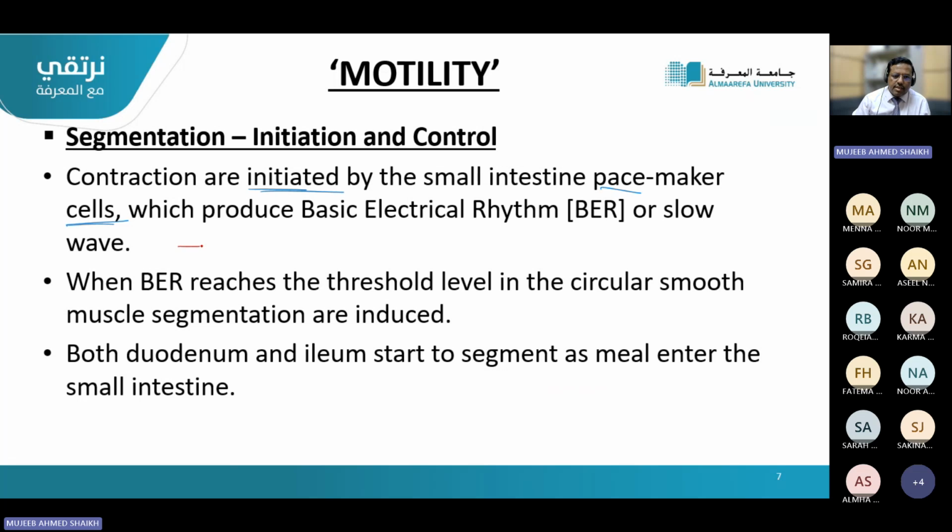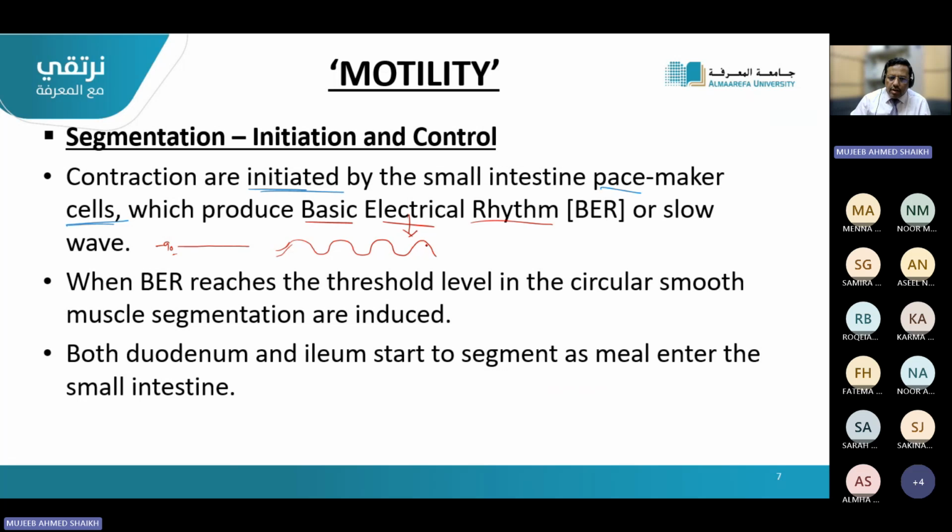So normally when resting, there should be a straight horizontal line at minus 90 millivolts. But pacemaker cells will not have a straight line. There will always be fluctuation, going up and coming down. The potential will not remain static. It is always dynamic or changing. Because of this changing potential, you will always see a wave-like pattern. This is known as BER, or basic electrical rhythm.